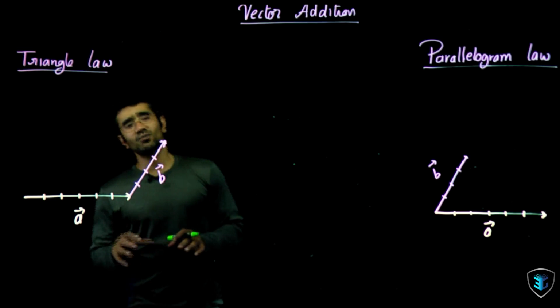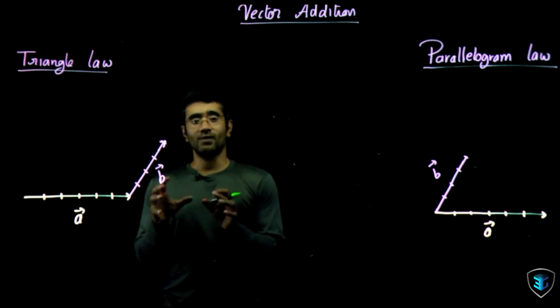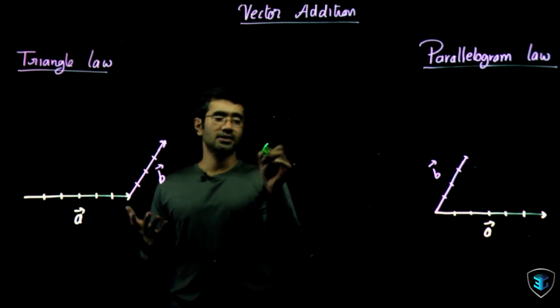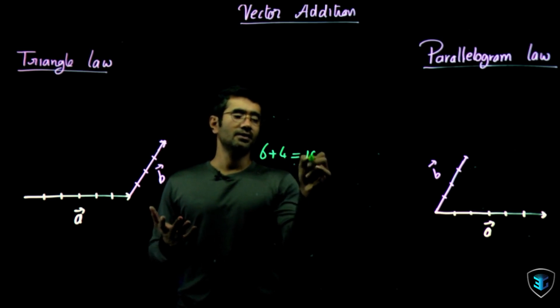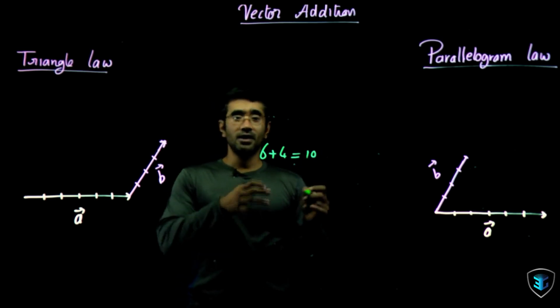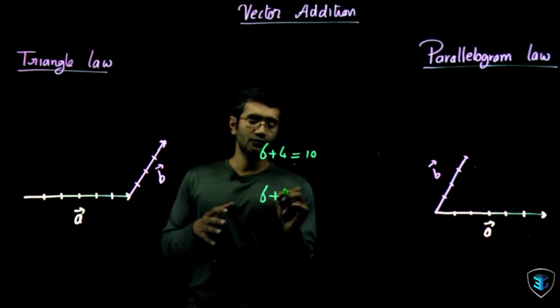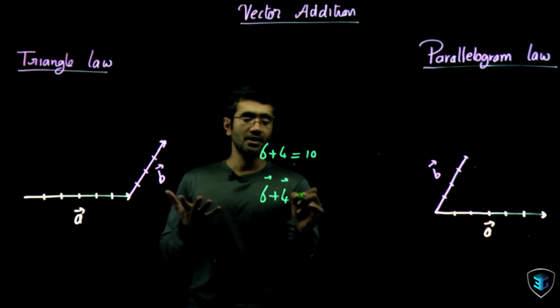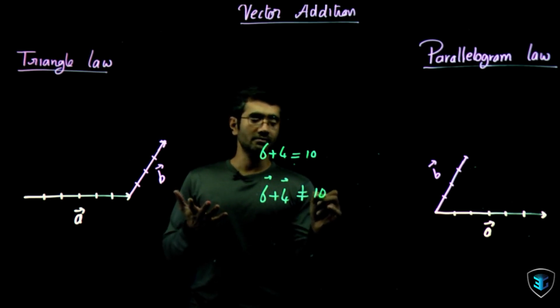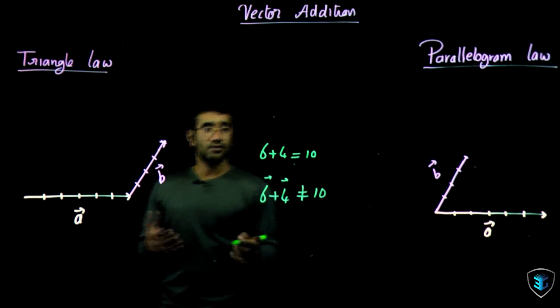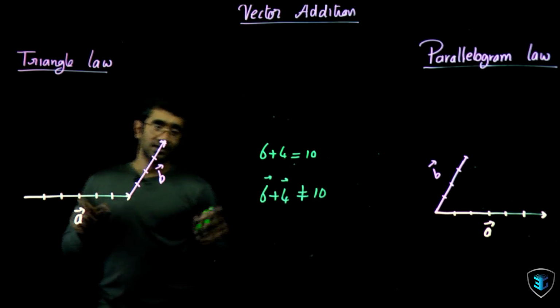Now, the question is, why do we need new rules to add vectors? Why can't we just say like 6 plus 4 is 10? Well, that's a simple addition we know. In vectors, 6 plus 4, if at all I have a direction, may not always be equal to 10. It can be 5 also, it can be 3, right? Let's see why that is the case, all right?